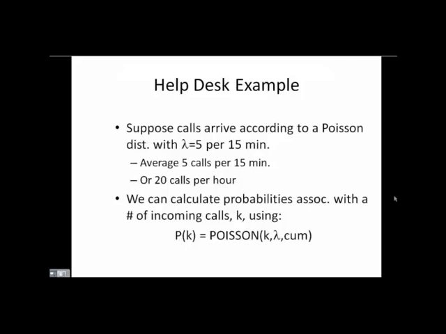We can calculate the probabilities associated with various numbers of calls coming into the help desk using this formula in Excel, where the probability associated with k calls coming in per hour, let's say, would be equals POISSON. Then you have three parameters: k, the value of the variable you're interested in; lambda, the rate; and then you have the cumulative flag that you're going to either turn on or off, just like in the case of the binomial distribution.